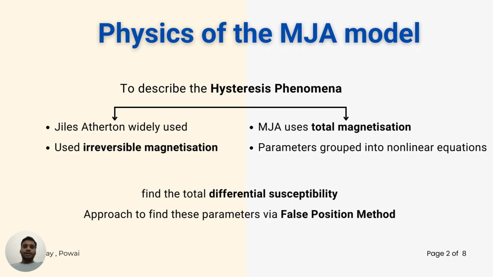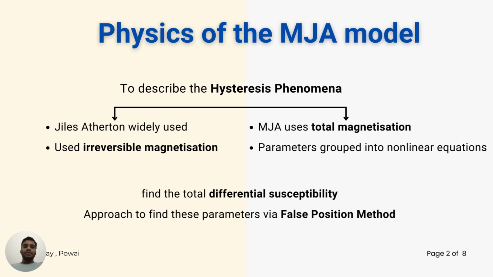The physics of the Modified Jiles Atherton model is that it describes the hysteresis phenomena, where we find the hysteresis loop. That is related to the physics. First we will discuss the Jiles Atherton model and the Modified Jiles Atherton model. What is the basic difference between these two?